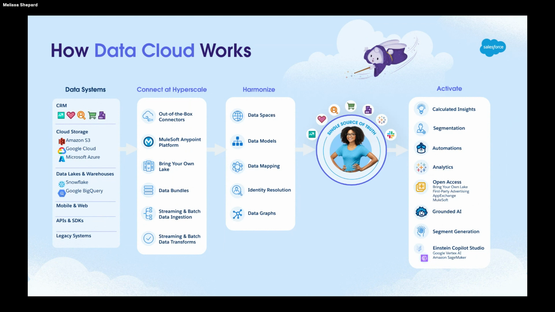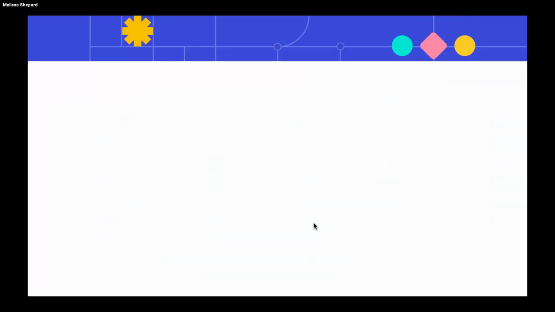You're able to harmonize it. You create a data model, and that data model is how you want to see the data, using both standard and custom objects within Data Cloud. And I'll get more into that as well. And then you map your data. And then you're able to activate your data to be used for things like calculated insights, segmentation, automations, your analytics tools, your BI tools, and then your AI, all kinds of things that you can do with it once it's brought in and you have it in a format that you want.